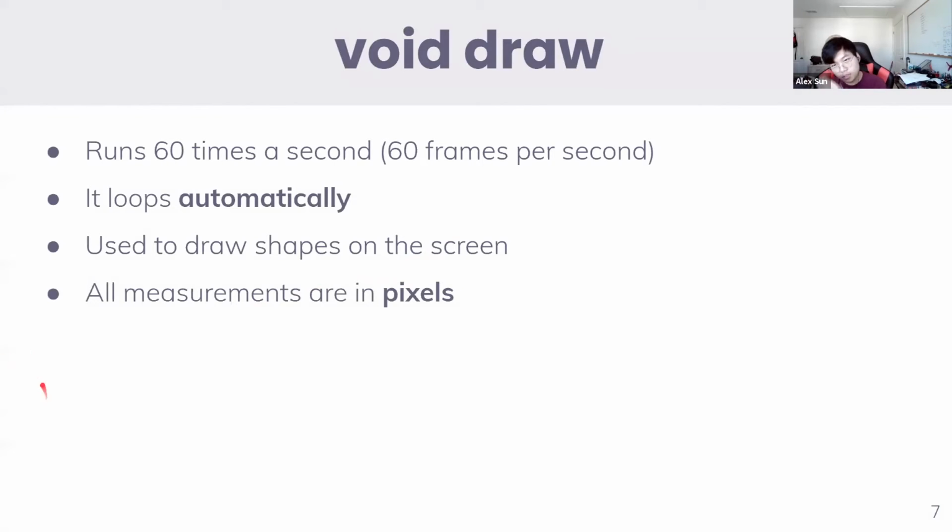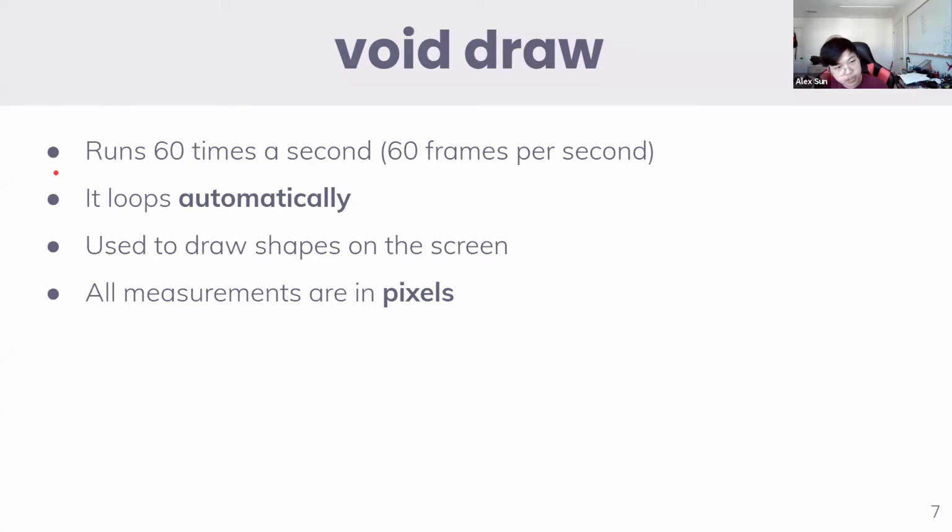All right, this is probably the most important void or special function. So this is where you're able to draw everything. So basically, this will run 60 times a second. So processing will draw at 60 frames a second, if you know what that means. Basically, it means that every second, it will have updated 60 times.